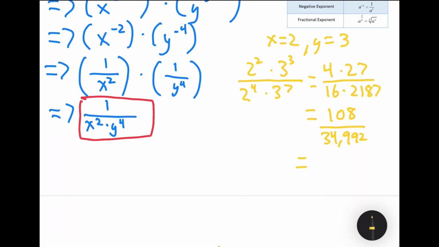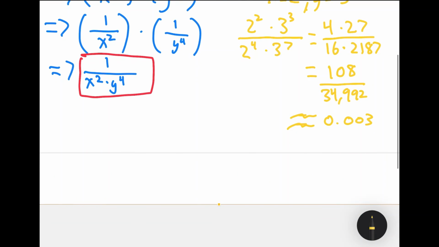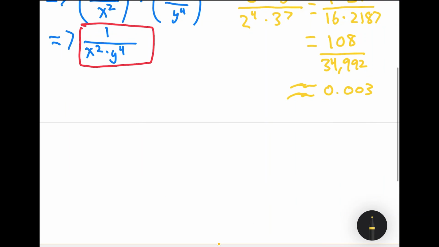And then if you were just to plug that into a calculator, 108 divided by 34,992, it would roughly give you, so I'm not going to put the equal sign, I'm going to give roughly equal 0.003. Now that's what I got put into the original equation, but let's do the same thing putting into the equation that we solved for and we found the answer to by simplifying.